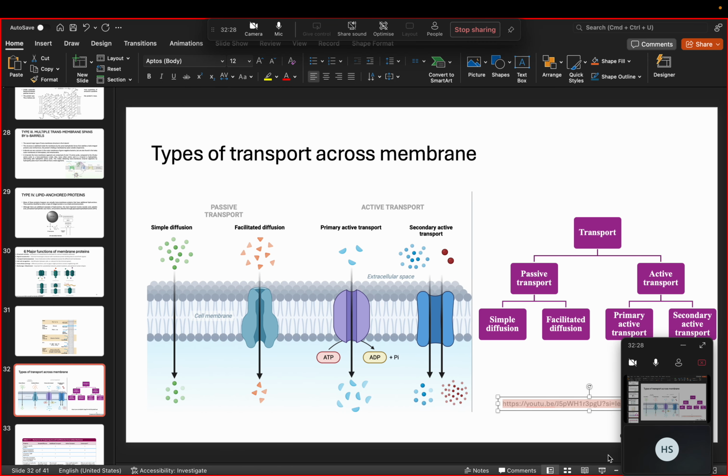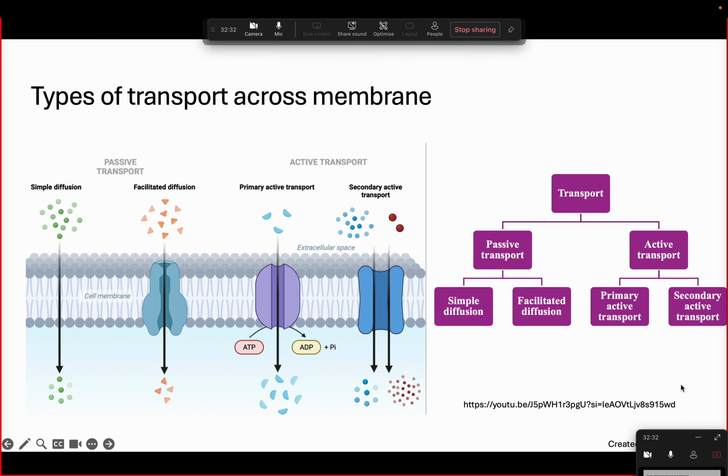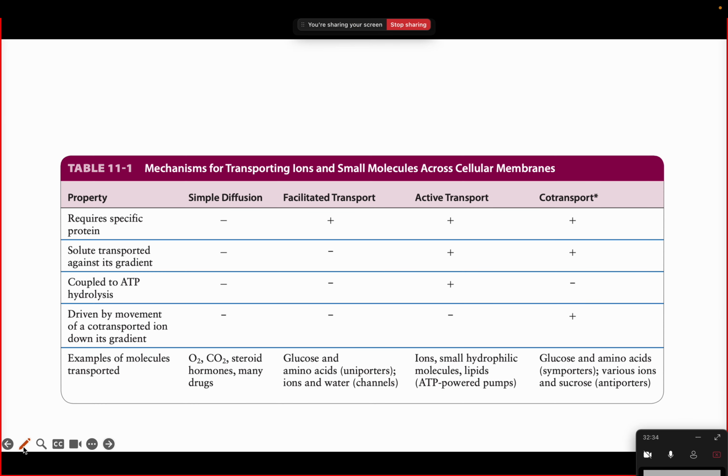Right, so that was the overview of the transportation across the membrane. Okay, so now you have a basic idea about the types of transportation across the membrane. So we will look at some of the properties which are associated with these types of transportation. So we have briefly talked about simple diffusion, facilitated transport, active transport, and co-transport, right?